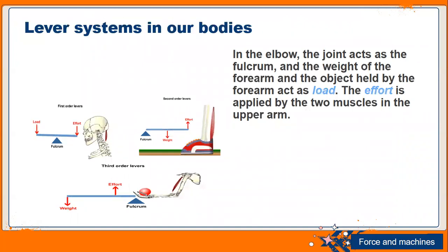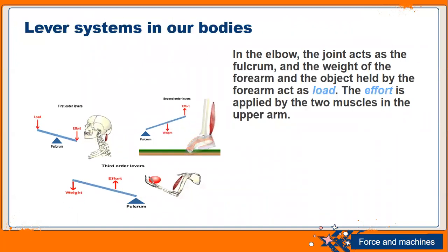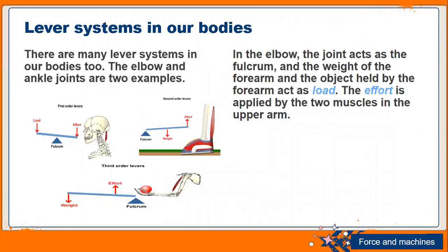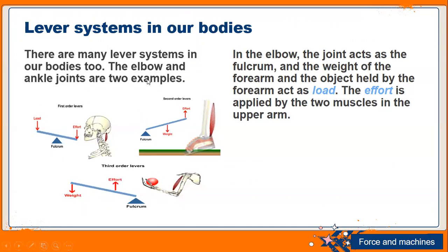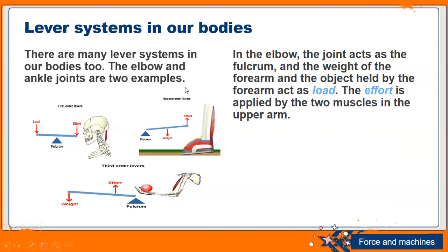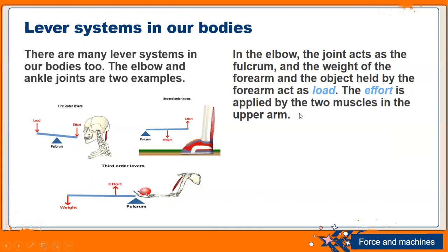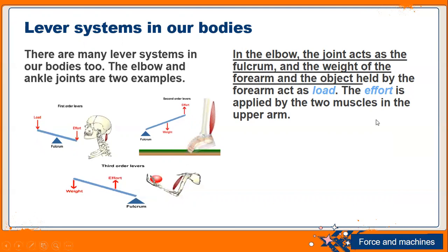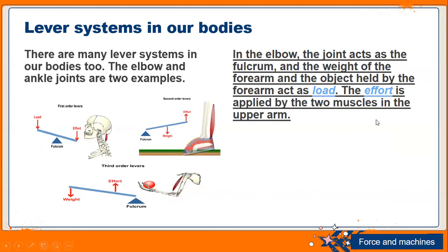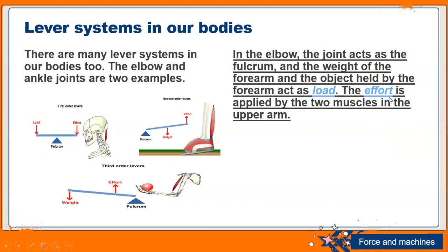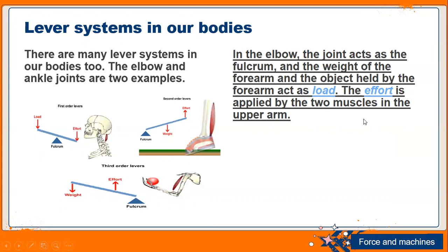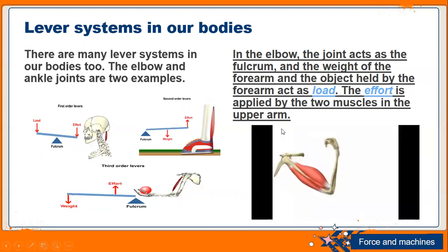Lever system in our bodies. There are many lever systems in our bodies too. The elbow and ankle joints are two examples. In the elbow, the joint acts as the fulcrum, and the weight of the forearm and the object held by the forearm act as load. The effort is applied by the two muscles in the upper arm.